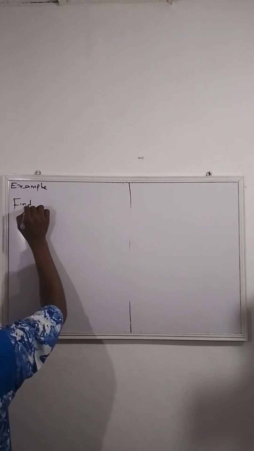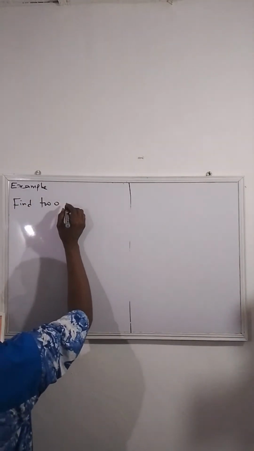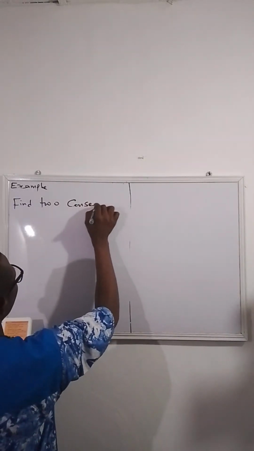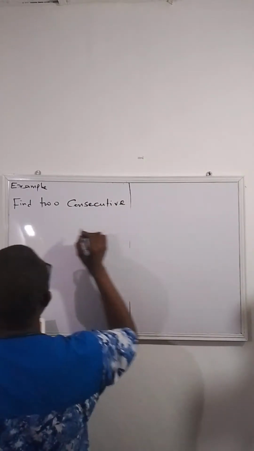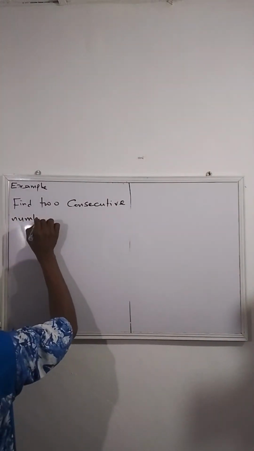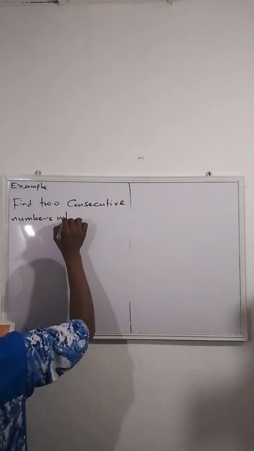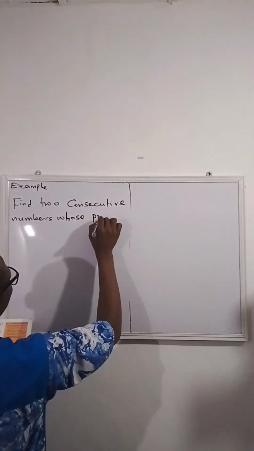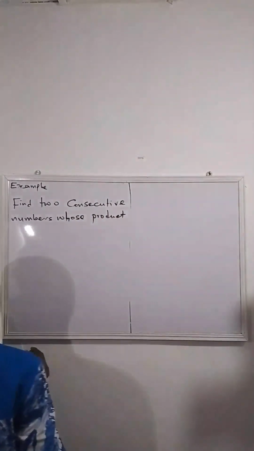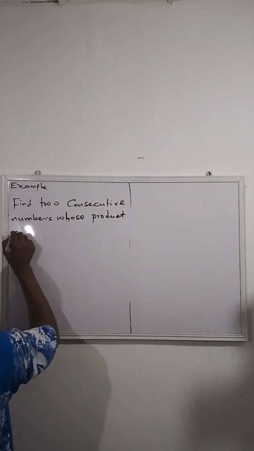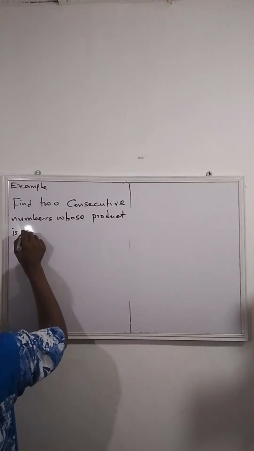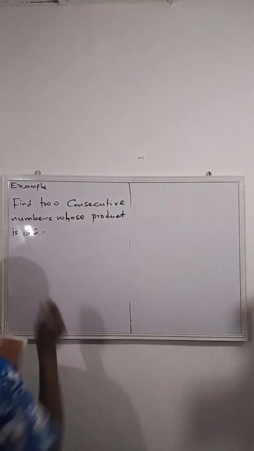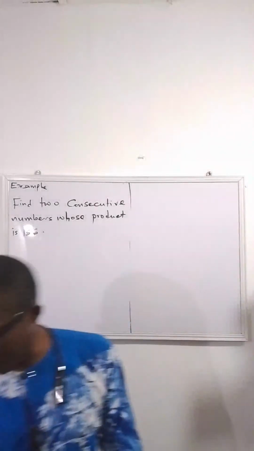Find two consecutive numbers whose product is 165. Okay, so that is the question.